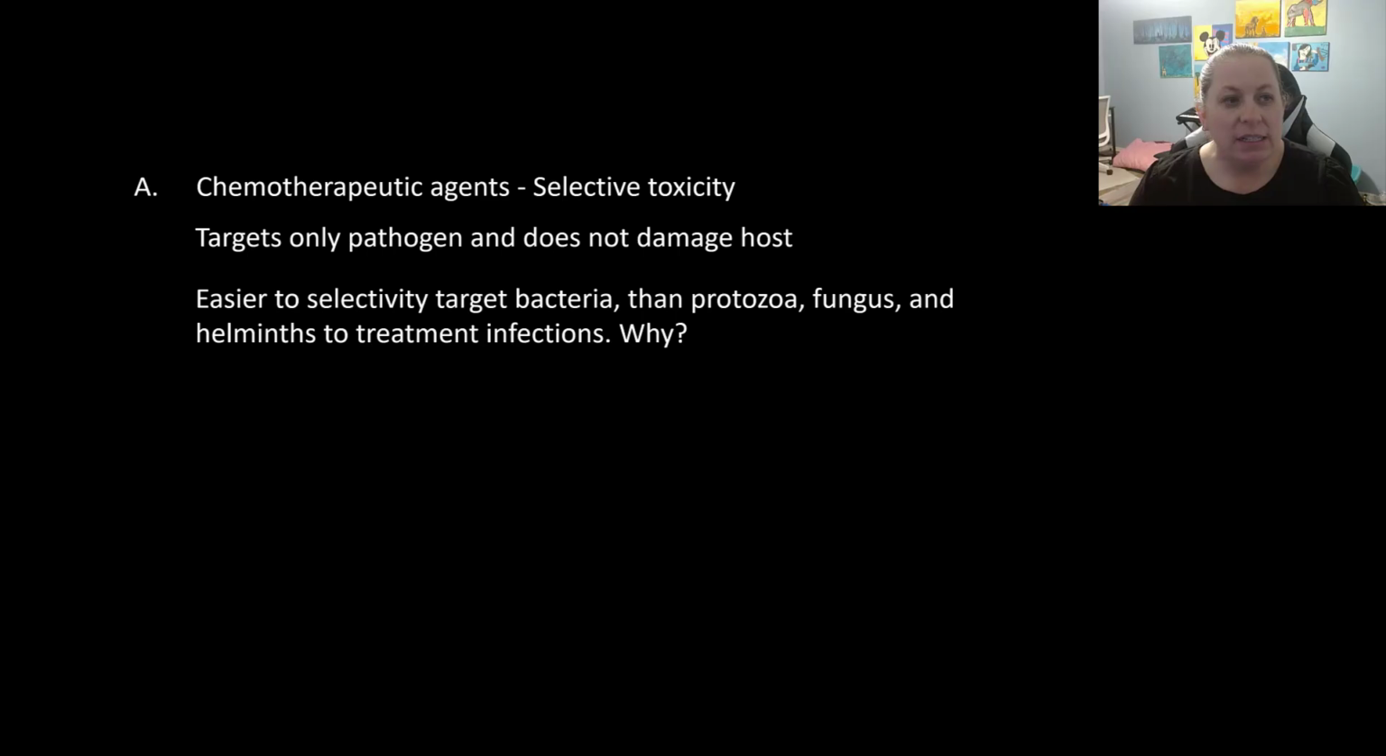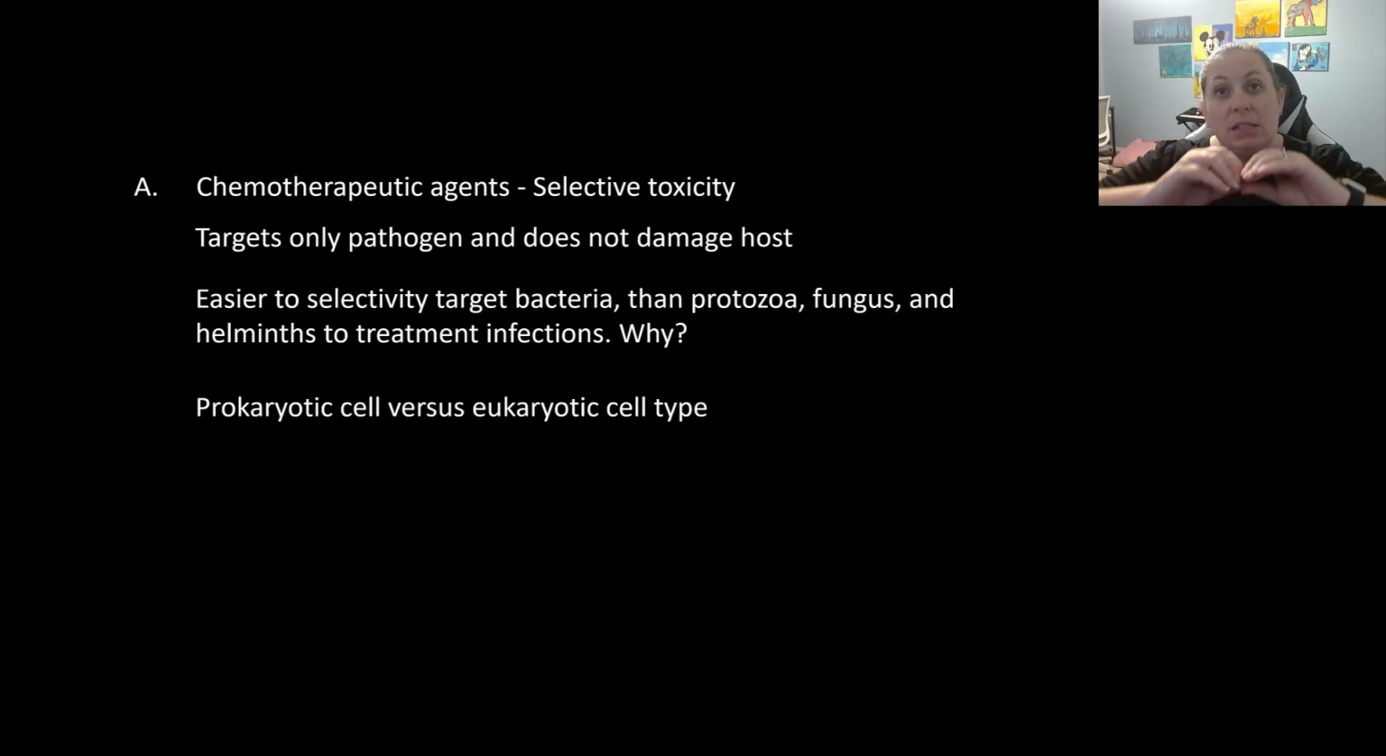Now, it's easier to selectively target bacteria than it is protozoa, fungus, and helminths. Why is that? Well, the reason is that bacteria are prokaryotic cells, whereas the others are eukaryotic cells like our cells. Since there's a distinctive difference between prokaryotic and eukaryotic, it's easier to target the prokaryotic cell than a eukaryotic cell, because then we're targeting something that looks more like us. So it makes it a little bit harder.